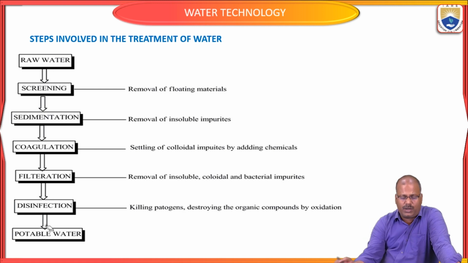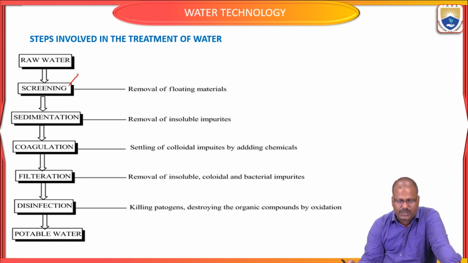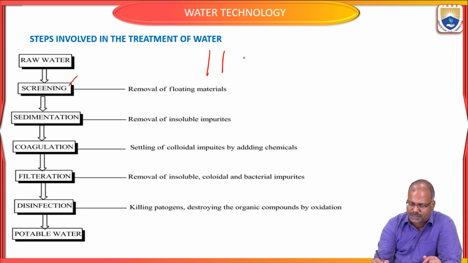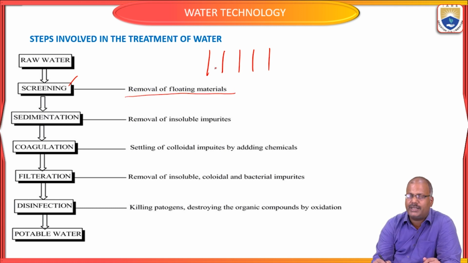Raw water first goes to screening. What is screening? In screening, you will have very wide meshes, for removal of floating materials. If the material is big enough, like dead leaves, dead animals, or whatever it is, it will get removed from the raw water. That is called screening.